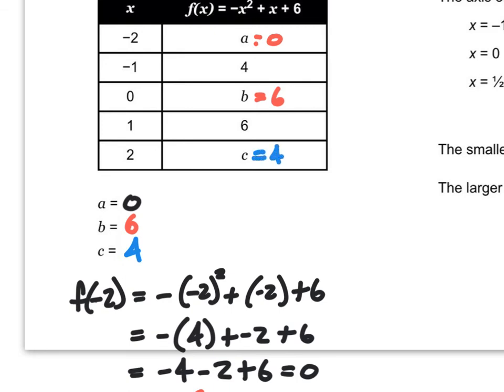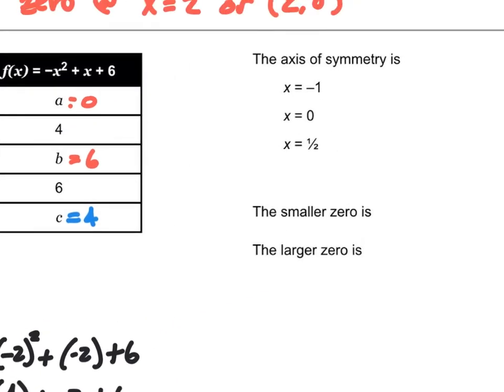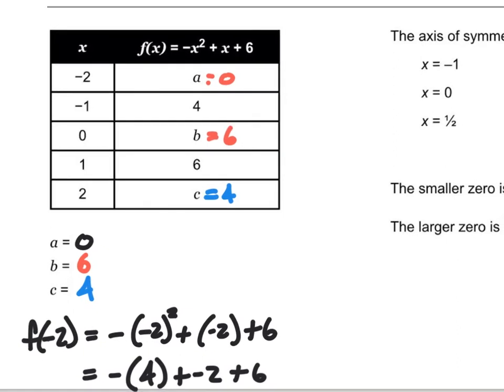Now here's the thing. What I want you guys to see is that we get values of 0, 4, 6, 6, and then 4. These values kind of repeat, and it wants to know what is the axis of symmetry. I have the sneaking suspicion that my axis of symmetry is going to be in between 0 and 1.